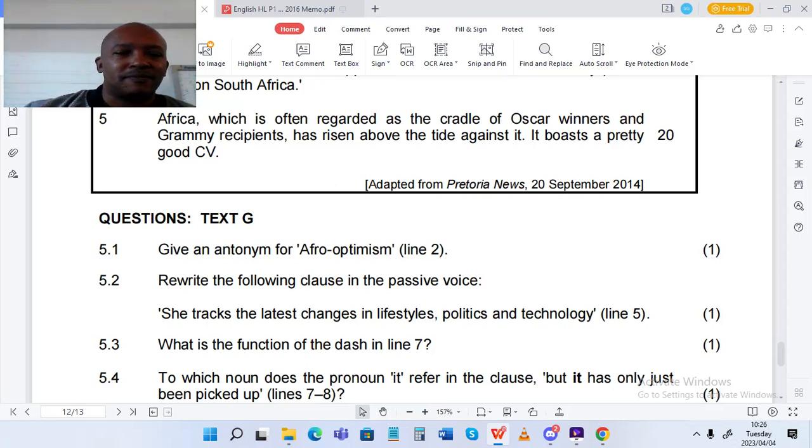Pessimism. Then they're gonna play around with your head like that. And it's not like you don't know this work.